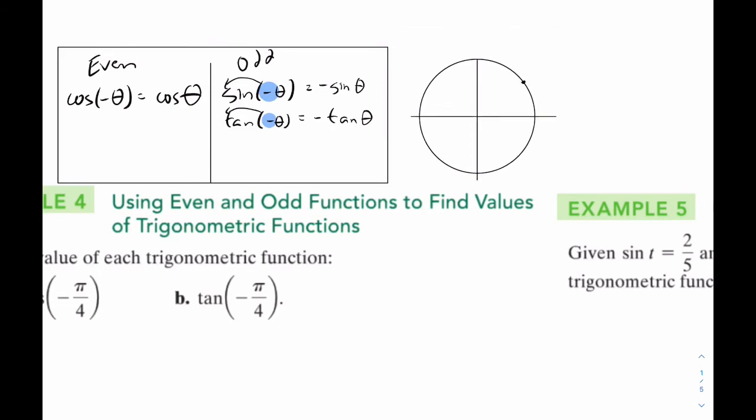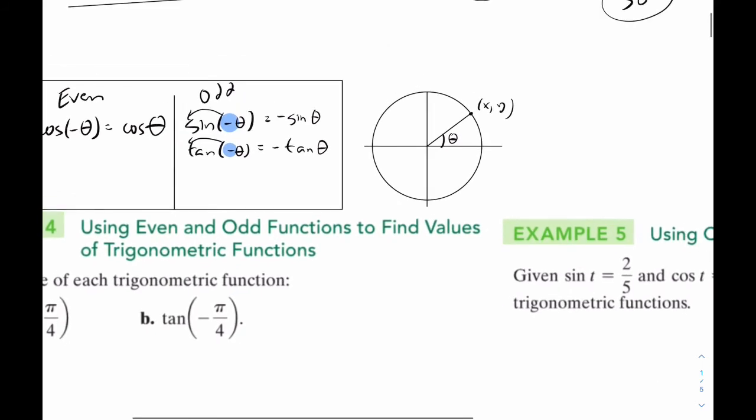Let's pick a generic point right here. Let's call this x, y, and let's call this theta. By looking at this, we understand that cosine of theta, as long as this is the unit circle, meaning the radius here is 1, cosine theta is x. Sine of theta is y.